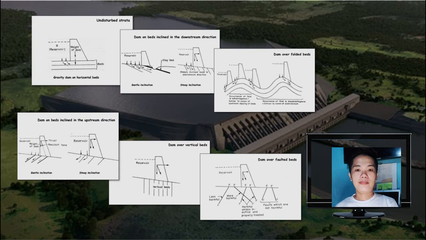There are also some instances wherein dams can be situated over folded beds, or dams can also be located on beds inclined in the upstream direction, or dams can also be situated over vertical beds, and lastly, dams can also be positioned over folded beds. In the image shown, there are some faults positioned that could be less harmful for the dams.